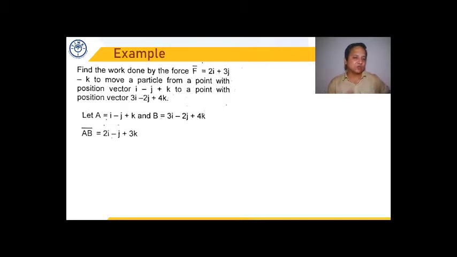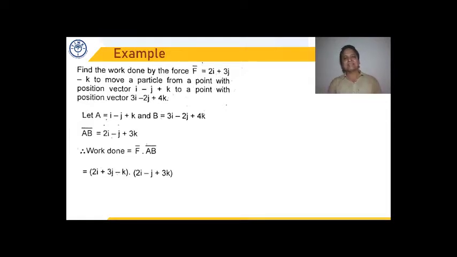3i minus i is 2i. Minus 2j minus of minus j, minus 2j plus j becomes minus j. 4k minus k becomes 3k. So work done, we had a formula, force dot product with displacement AB. We had the value of AB vector also, we had the value of force vector also. So can we say force vector is 2i plus 3j minus k dot 2i minus j plus 3k.